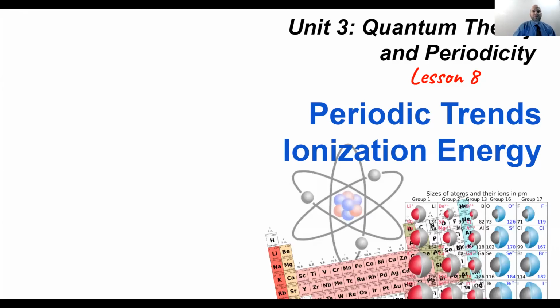So if you think about the term ionization energy, it has the word ion in it. And essentially what ionization energy is, is the amount of energy required to turn an atom into an ion by removing an electron. So we're essentially creating these positively charged ions by ripping off an electron.